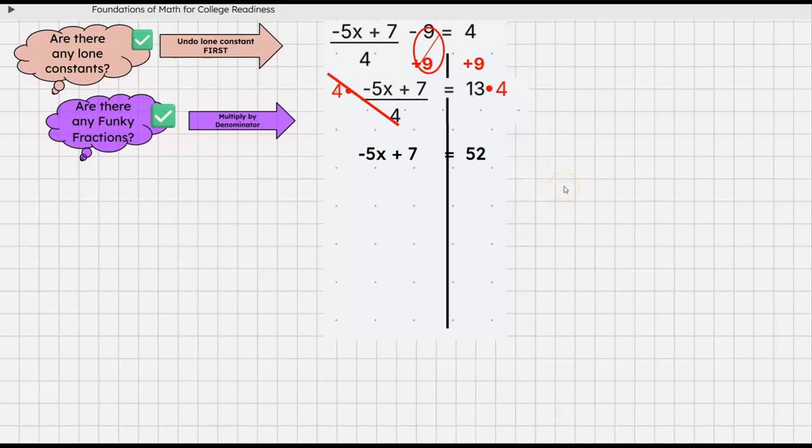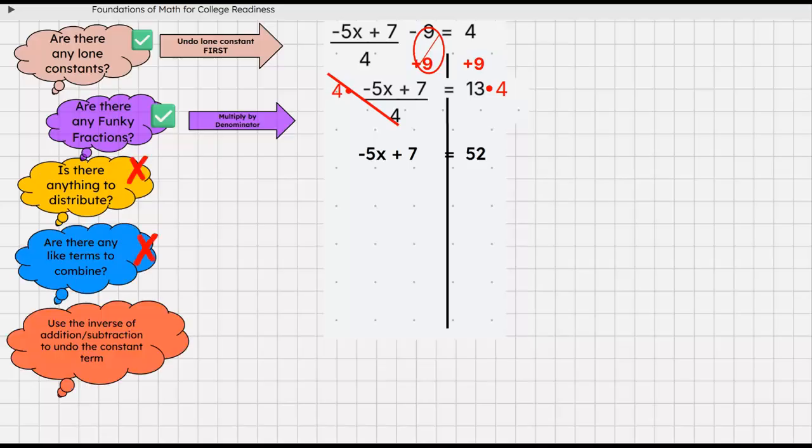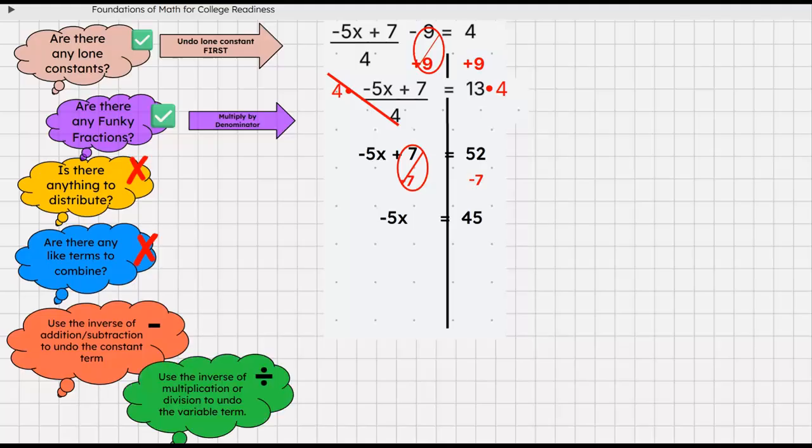We're going to, again, ask: is there anything to distribute? No. Are there any like terms? No. But we do need to go ahead and solve the equation by minusing 7 from both sides to get negative 5x equals 45. And then we need to use the inverse of multiplication, because coefficients mean to multiply, by dividing both sides by negative 5. And we get x is equal to negative 9.